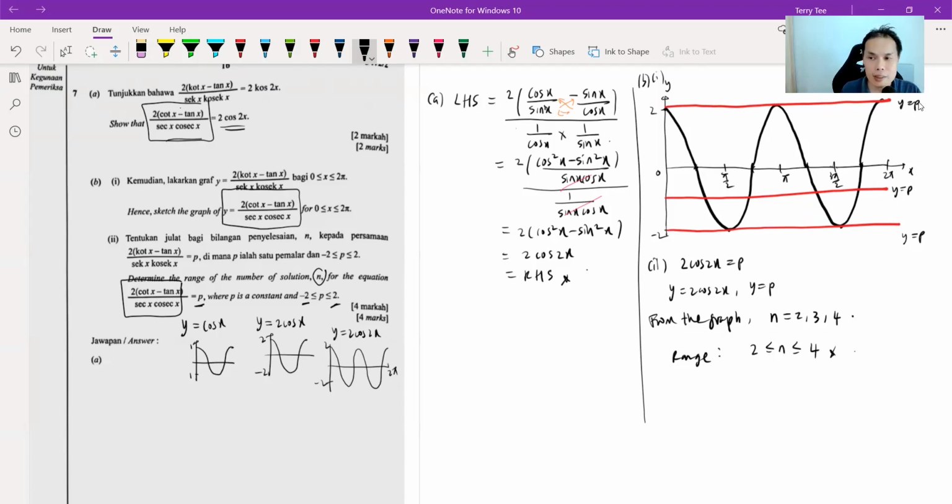Yeah, very interesting question. Now, it's not necessary for you to draw that horizontal line, but I just drew it to help you understand that this one has 2 solutions, this one has 4 solutions. If you draw this a bit higher or lower, anything between -2 and 2 doesn't matter. You can see it's always 4 solutions. And if you draw at 2 itself, you see that it's always 3 solutions. So your range of values of n is 2 to 4.